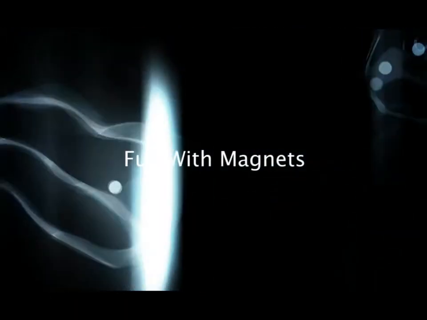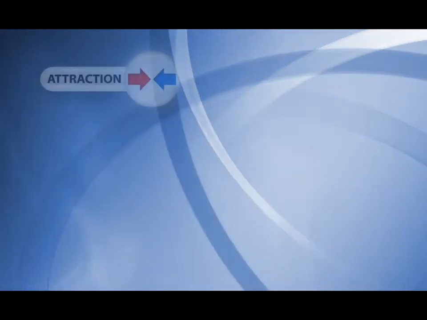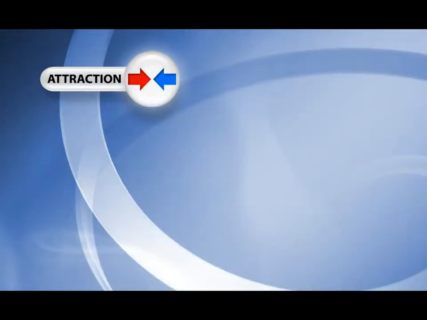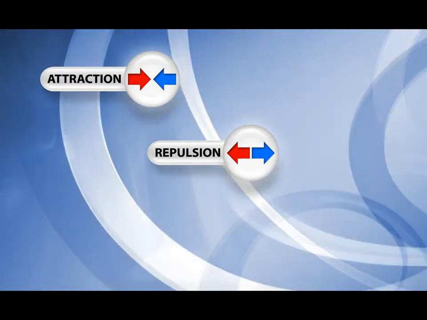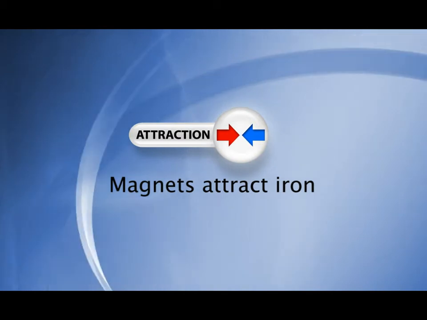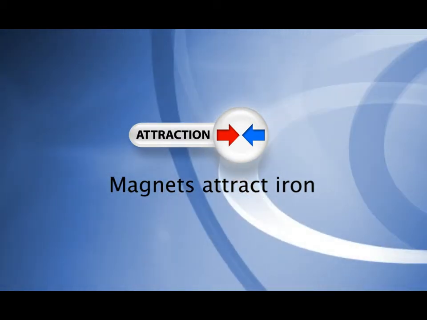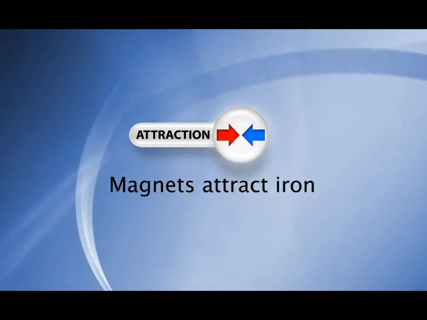The properties of magnets are such that you can have fun with them. Magnets have three basic properties: attraction, repulsion, and direction. Let's learn about the first property: attraction. Magnets attract iron.